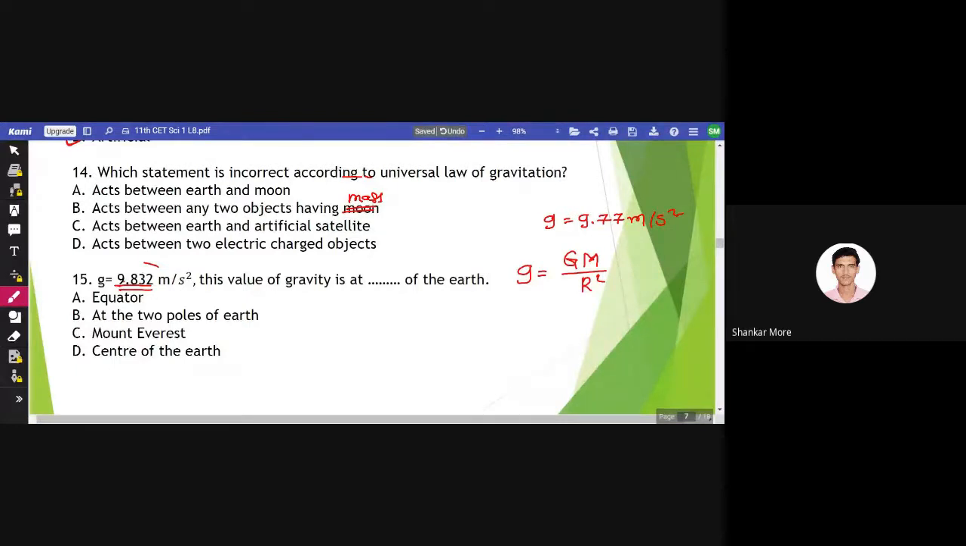9.77 से अगर वैल्यू 9.832 है, तो इसका मतलब क्या है? It has increased. Everybody is understanding? मैंने जो बोला सबको समझ में आया? अगर किसी को नहीं आया तो चैट बॉक्स में लिख सकते हो. No sir. Okay, सबको समझ में आया, that's very good.